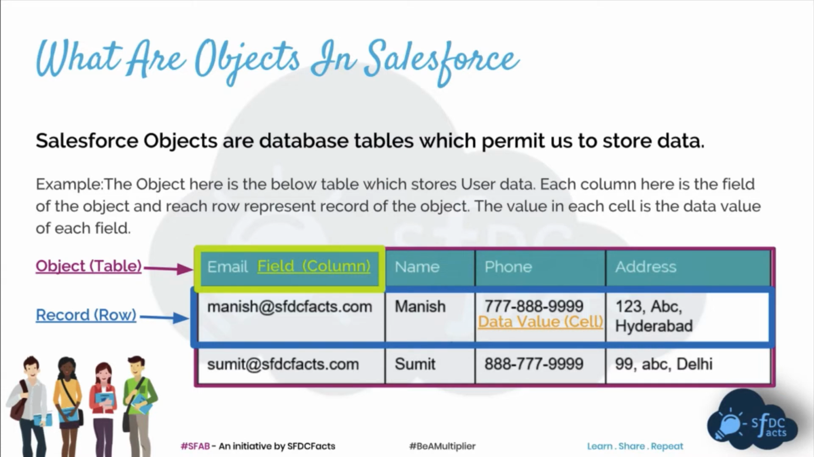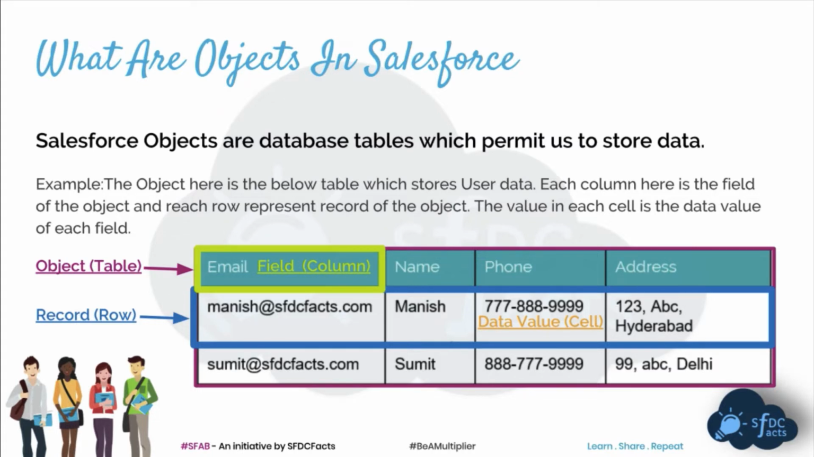Now within this table, we have rows and columns. Each row is referred to as a record. Every record contains individual data points that sum up to that record. In this example, as you can see, we have highlighted the row of user Manish. If you read across the row, we see that the data points are unique to this user Manish. This is one record in this object, user.